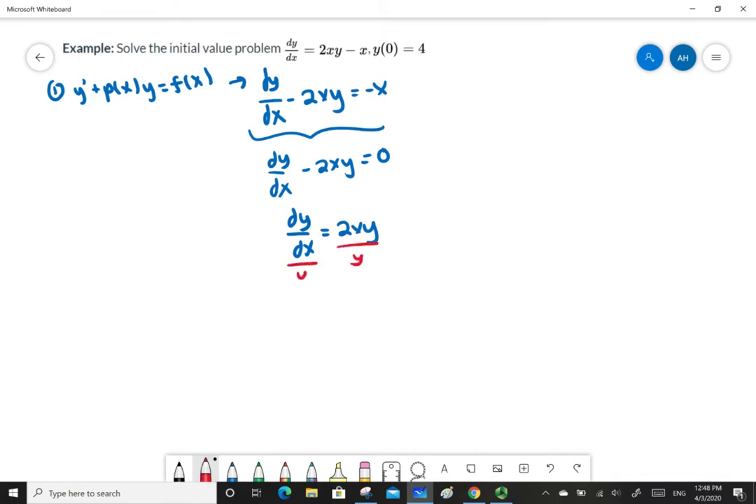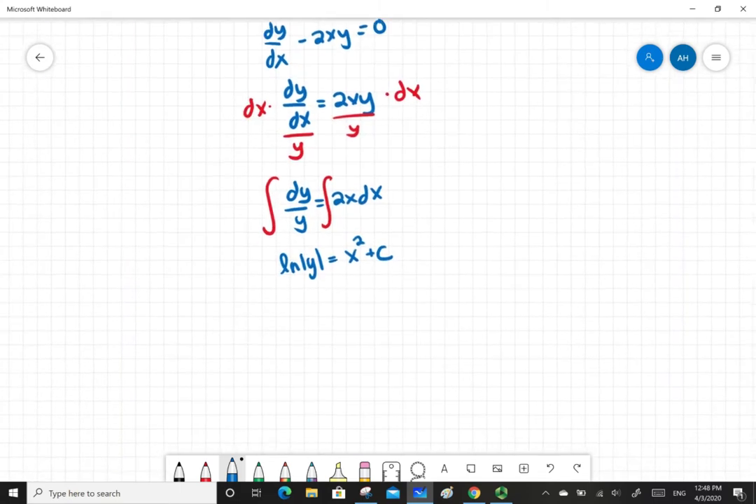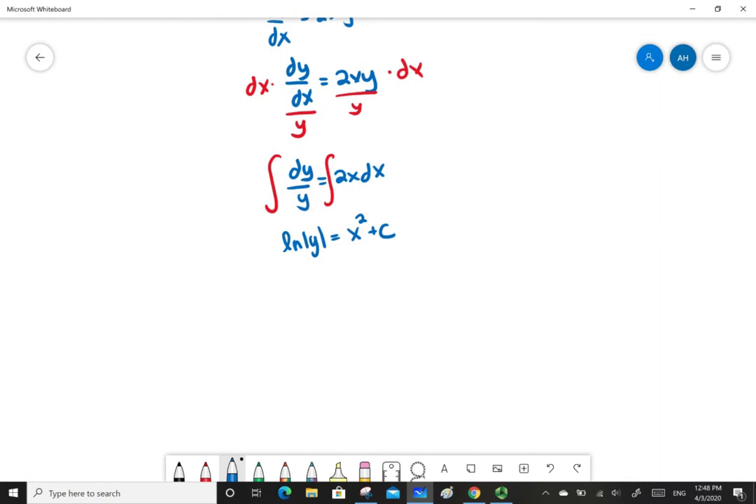Separating variables, we get that dy over y equals 2x dx. Now integrate both sides. Natural log of the absolute value of y equals x squared plus c. Solve for y. Go through this quickly since we've done it a few times already.